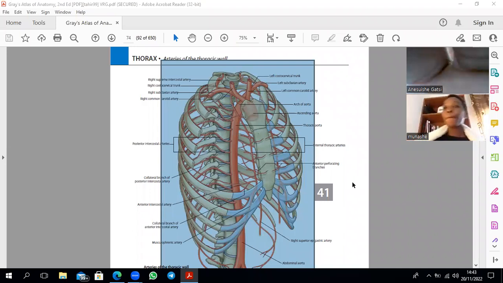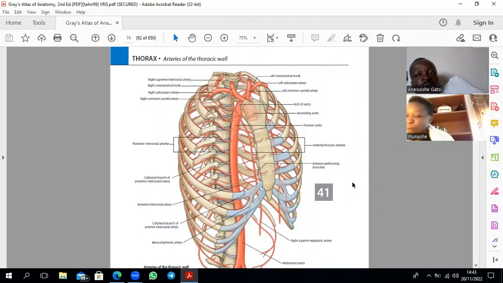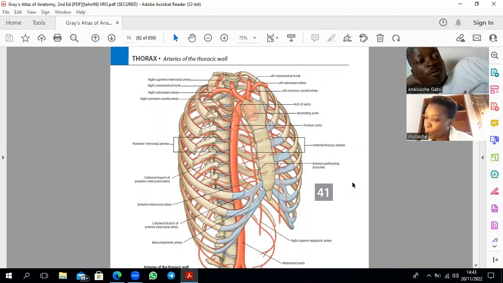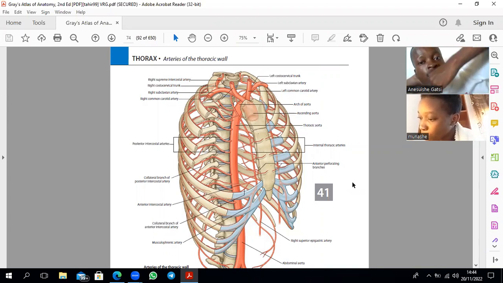Right. So we had said right bronchial artery. It mainly is a branch of the aorta as well, but it can also be a branch of the third posterior intercostal artery, the one for the third intercostal space.